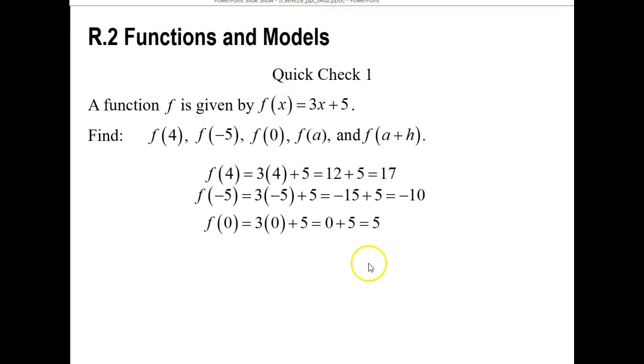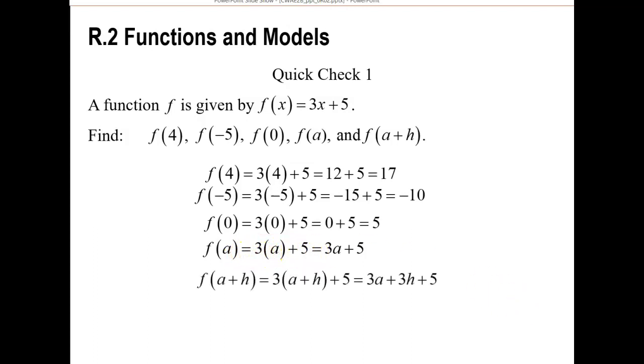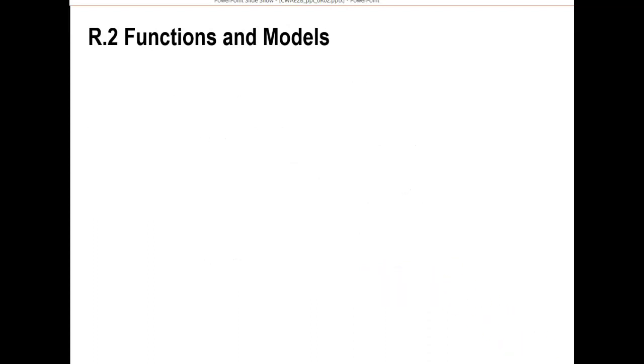F of 0, plug 0 in for x. That's 3 times 0 plus 5. 0 plus 5 is 5. F of a means 3 times a plus 5, or 3a plus 5. And then f of a plus h, again, the a plus h is getting plugged into the function in place of x. So 3 times the a plus h plus 5. This time it's just distributing 3, so 3a plus 3h plus 5, and then that's all you can do with that. And that's it.